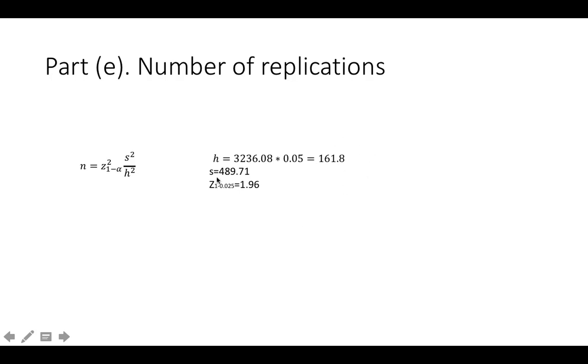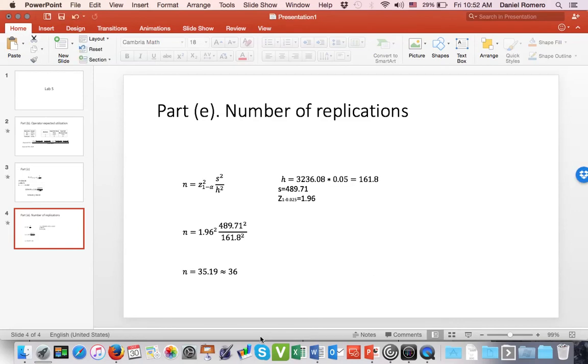So we plug these values in the equation, and we get that the number of replications is 35.19. Remember that in general, the suggestion is to round up our numbers to the next integer. So this equation is suggesting that we need 36 replications in order to get a half width closer to 161.8. In general, we are not going to get exactly that value, but we should get a value that is close to the desired value. So that's everything for today. I will see you in the next video.